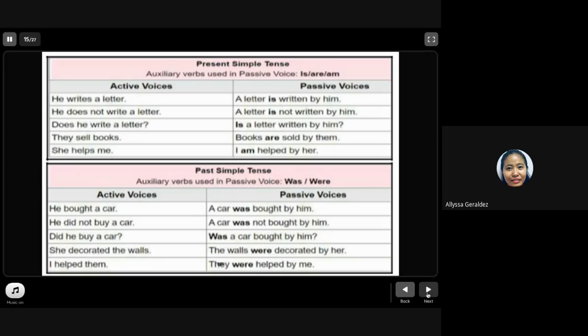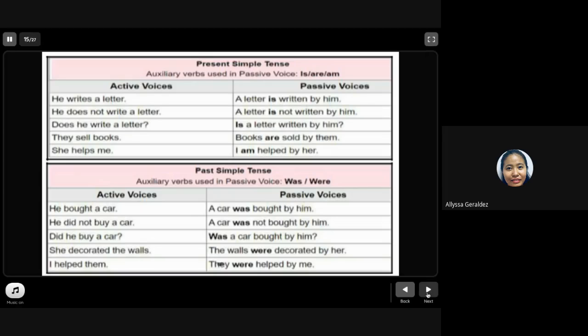Same with the other sentences. He doesn't write a letter. A letter is not written by him. Does he write a letter? Is a letter written by him? They sell books. Books are sold by them.